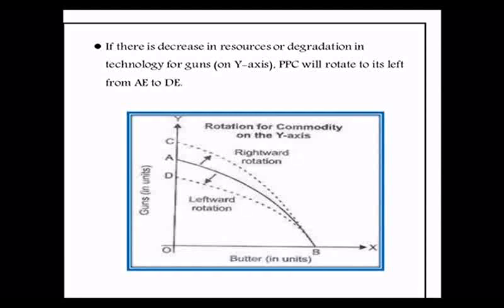Shift in PPC and rotation of PPC. Rotation and shift both will be rightward and leftward. Leftward rotation, rightward rotation. Leftward shift, rightward shift. Shift happens when there is change in resource and technology with respect to both the goods, and rotation happens for only one good.